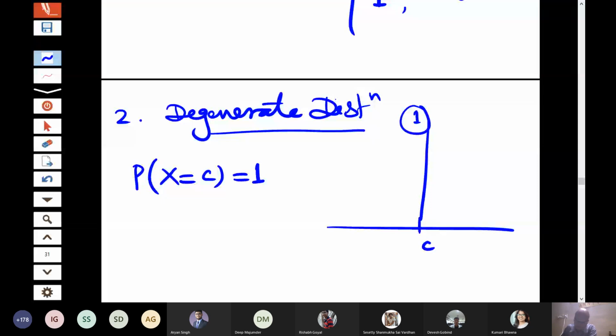Here there is no need to study any property, because the moments of all orders will be the same; everything will be c to the power k. So mu1 prime is c, mu2 prime is c square and so on. These are trivial distributions.